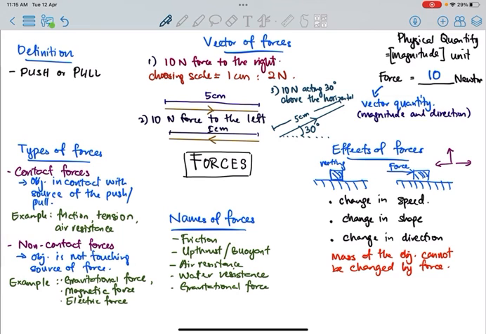So I hope these lessons have helped you understanding forces. I'll see you guys again in our next video, which will be on a simple idea of how you can add vectors or add forces, or how you can find a simple resultant force.